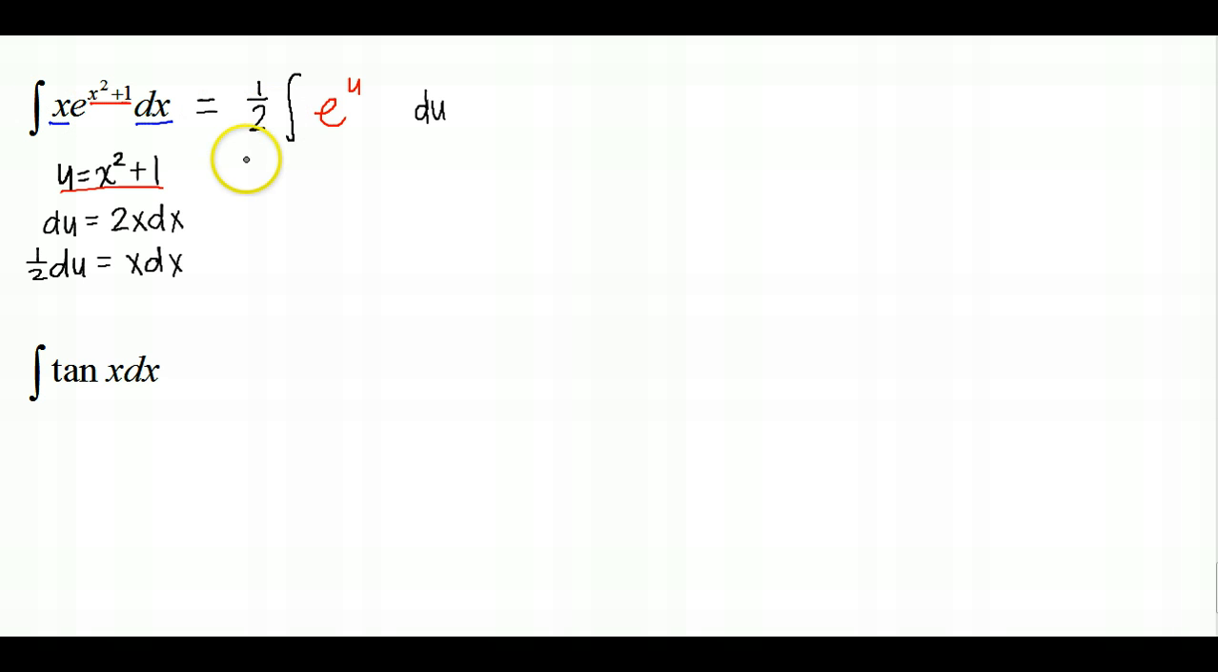Well, that one's really nice to solve as well. The antiderivative of e to the u is just e to the u. So the 1/2 will come down, and I have e to the u plus c. And I can't forget to go back and replace the u with the function u of x. So everything's in terms of x. So I have 1/2 e to the x squared plus 1 plus the generic constant c.